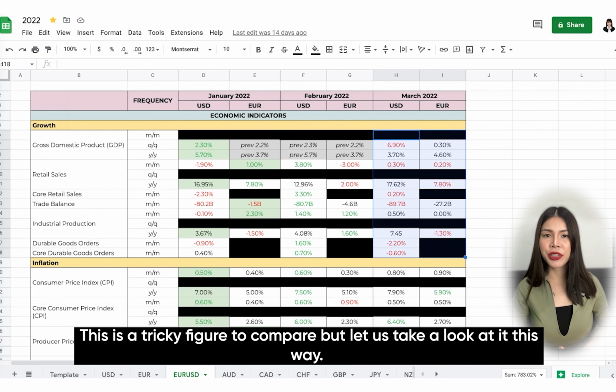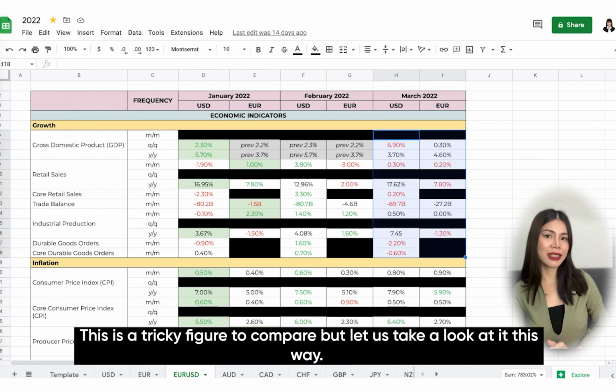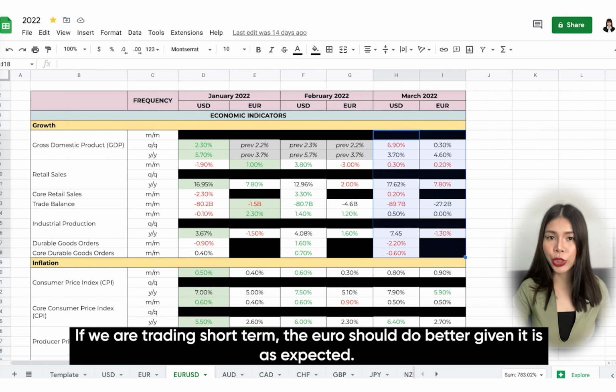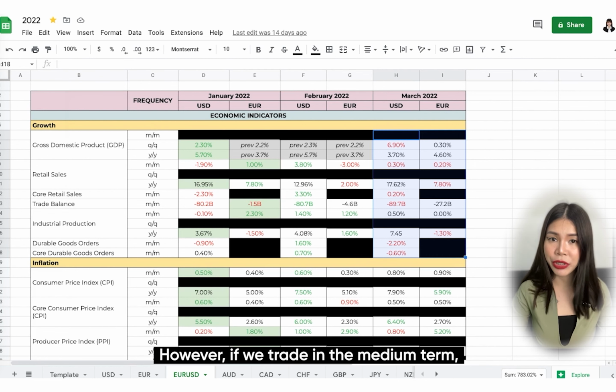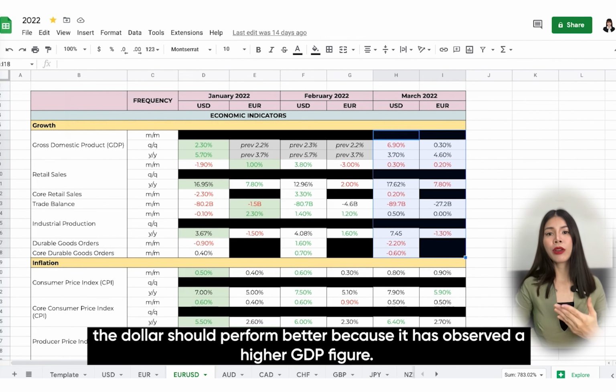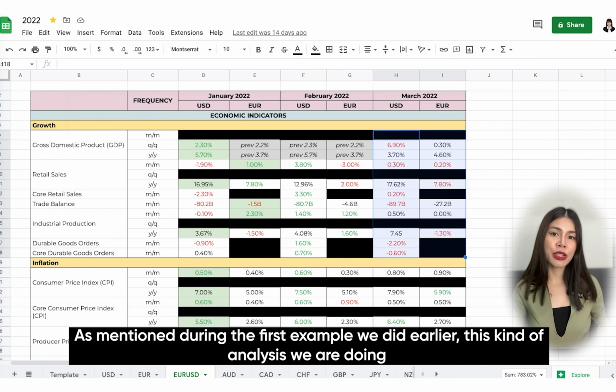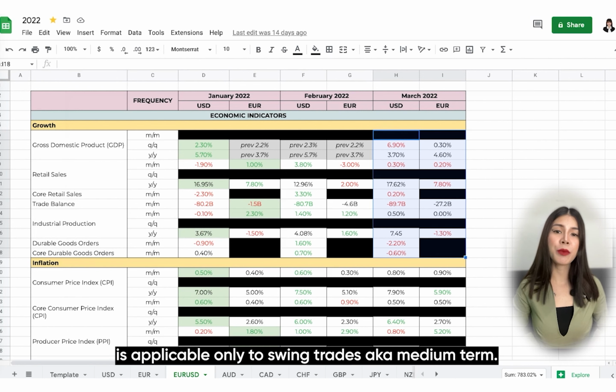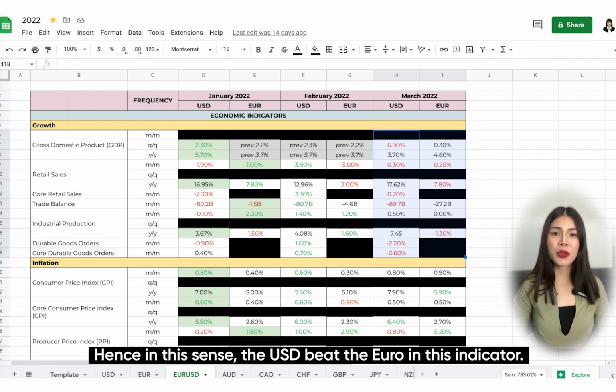This is a tricky figure to compare, but let us take a look at it this way. If we are trading short term, the euro should be better given it is as expected. However, if we trade in the medium term, the dollar should perform better because it has observed a higher GDP figure. As mentioned during the first example we did earlier, this kind of analysis we're doing is applicable only to swing trades, aka medium term. Hence, in this sense, the USD beat the euro in this indicator.